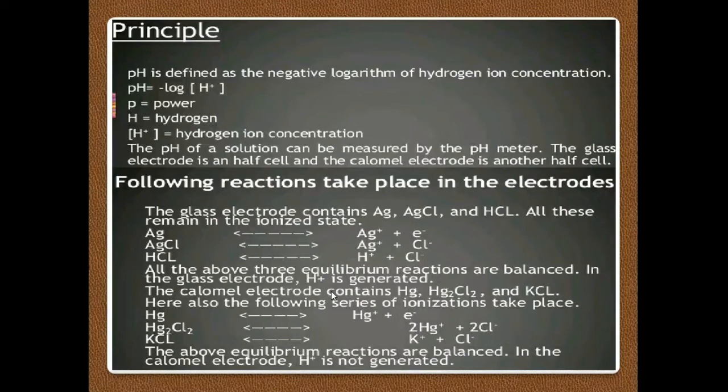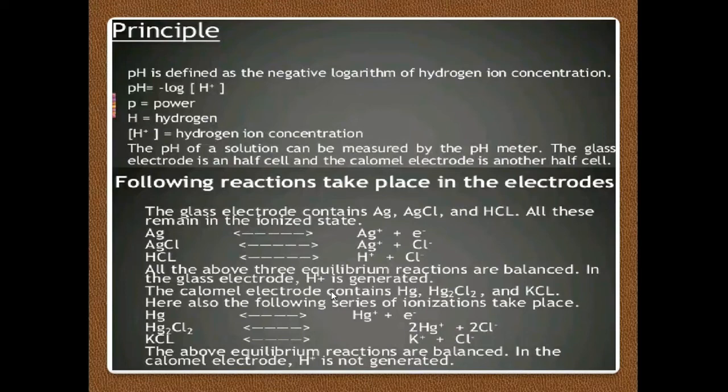In the glass electrode, what is going to happen? The glass electrode contains silver chloride and hydrochloric acid. All these remain in the ionized state. Ag becomes Ag+ and e−. AgCl becomes Ag+ and Cl−. HCl becomes H+ and Cl−. For all three, Ag+, H+ and Cl−, the equilibrium reactions are balanced. So in the glass electrode, H+ ion concentration is generated.